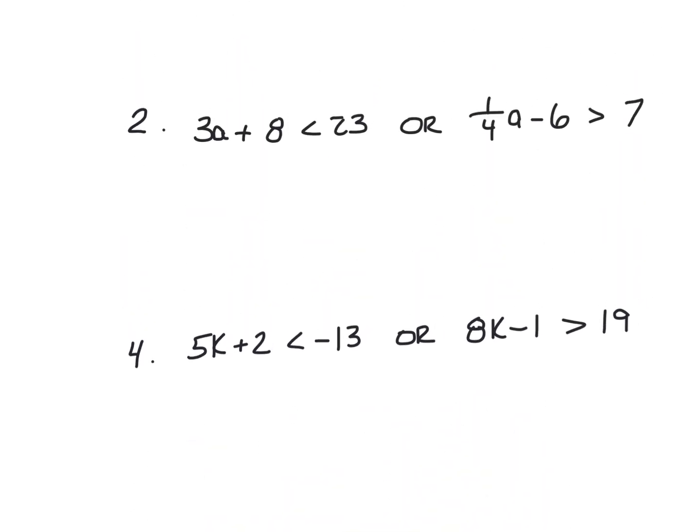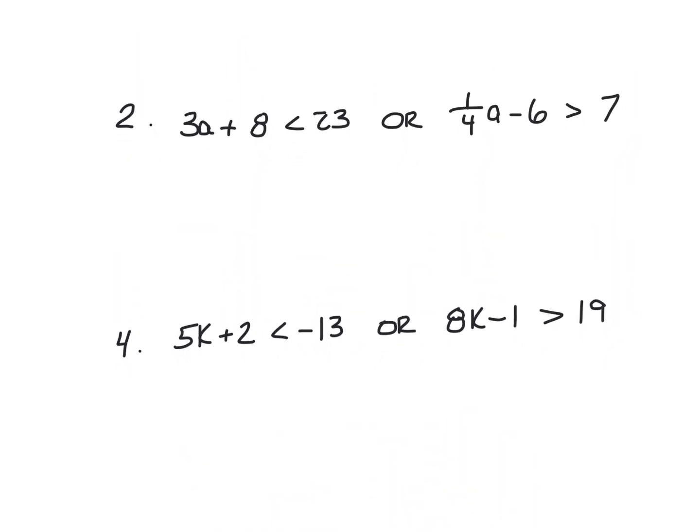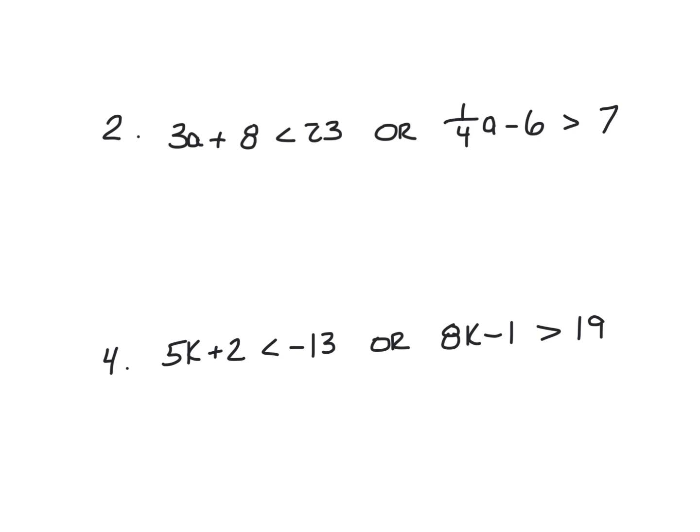And then dealing with the ors. So these are problems like 2, 4, and 8. Remember, if we have an or statement, we're probably thinking it's a splitter. Here we just do both sides. We do 2 inequalities, so I have 3a is less than 23 minus 8 is 15. Divide by 3 and I get a to be less than 5.